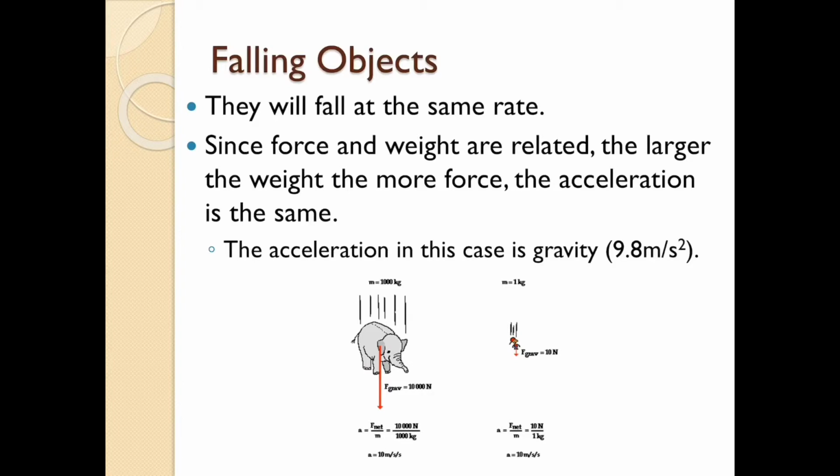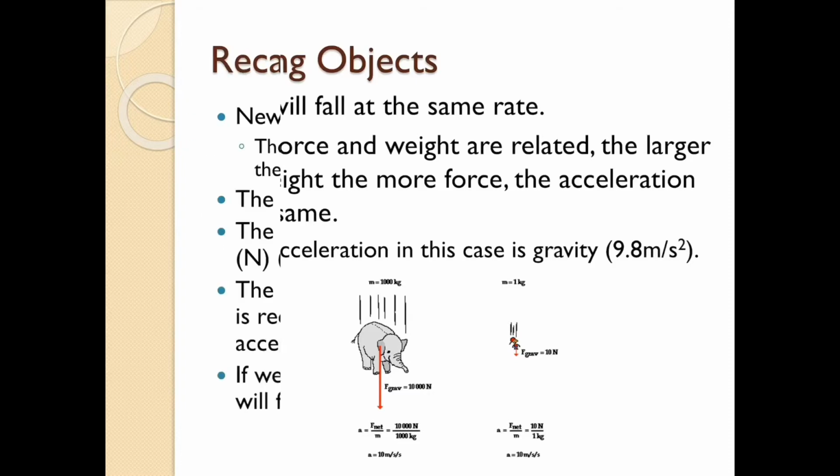So anytime something falls, if they have different masses, they're still going to drop at the same time. And they're still going to hit the ground at the same time. All because of the relationship of force and mass.